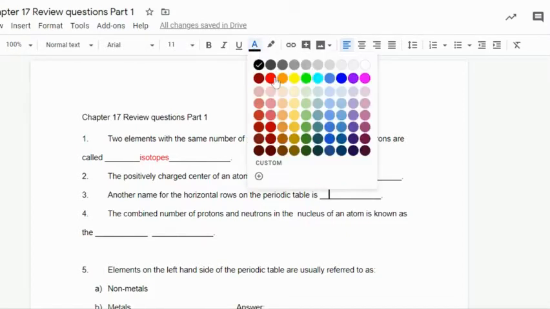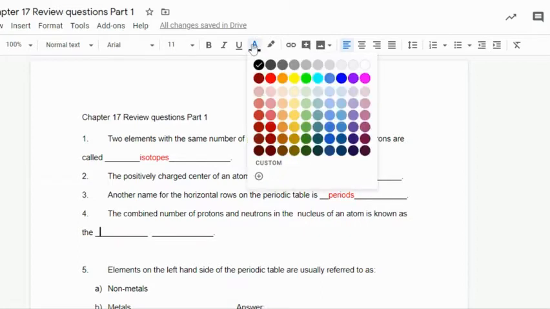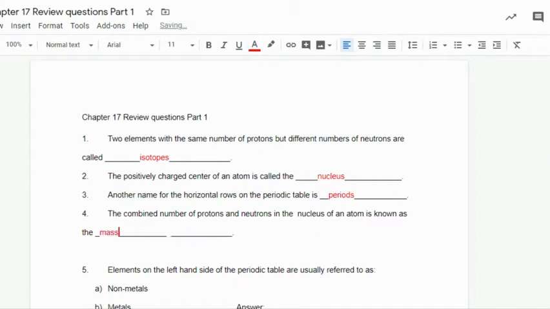Another name for the horizontal rows on the periodic table, those are called periods. The vertical columns are called groups. The horizontal rows are called periods. The combined number of protons and neutrons in the nucleus of an atom is known as the, that's right, the mass number. Okay? Those are the first four, the fill in the blanks portion of that.